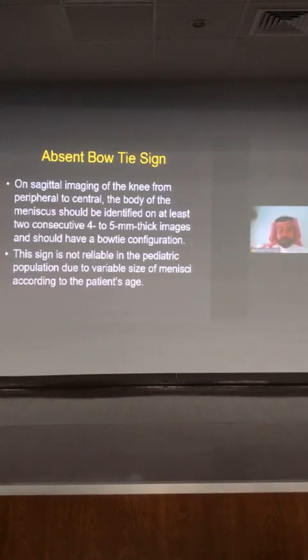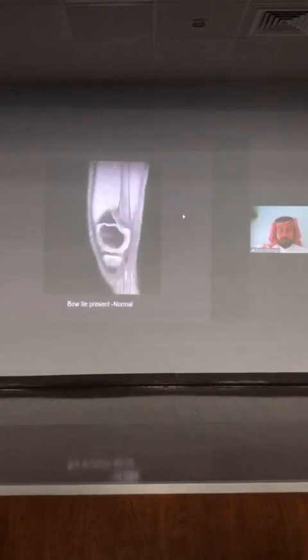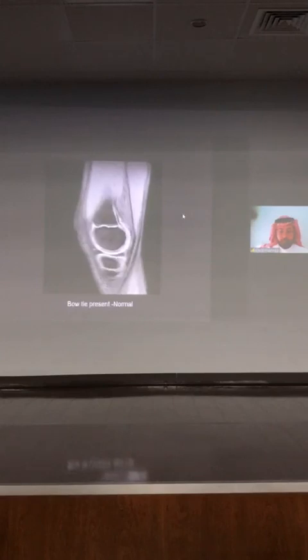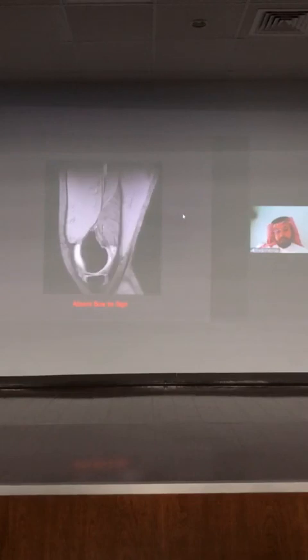Unfortunately, again, this sign is not reliable in the pediatric population because the variable size of the menisci depends on the patient's age. So over here, this is a normal MRI, a sagittal 3D sequence. We can see the bow tie sign here. We see it on more than 2 images, which is normal. Now, the absent bow tie sign here, we do not see the meniscus. This is the first image. Second image, we lose it. We only see the bow tie, which is this one, on one sequence, which is not enough. That means this patient must have at least a radial tear.